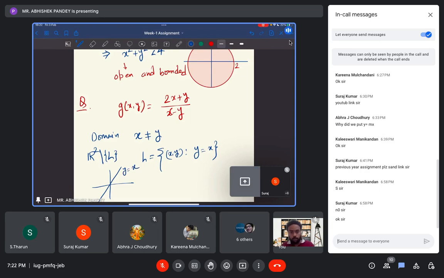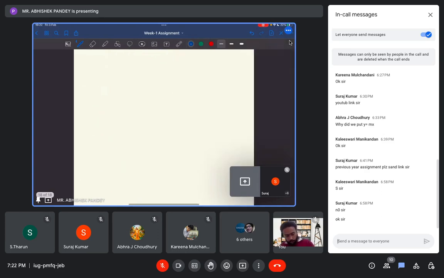Is this open or not? This is open, isn't it? So this line is a closed set. We are removing this from the plane. So basically we are taking the complement of this line. So this has to be open. Let us see the next question.